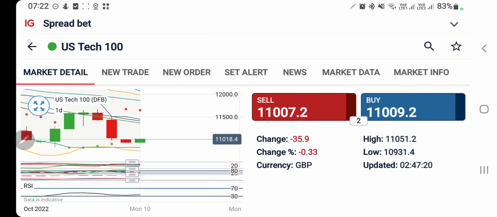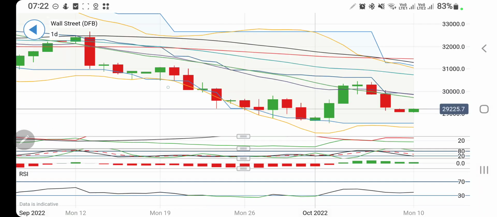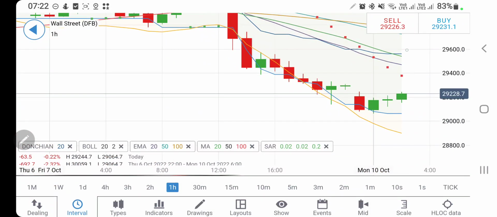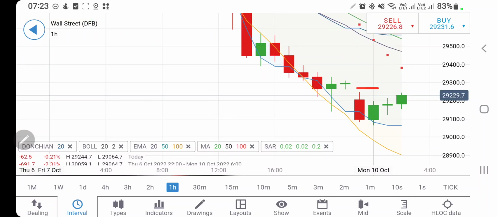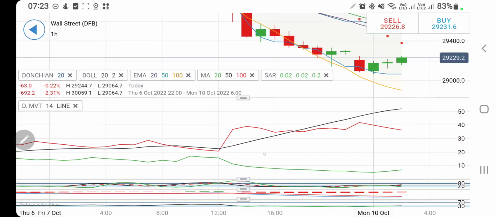Now let's have a look at Dow Jones, and US30 is trading at 29,230. Now it has already seen 29,050 levels on the downside. Now look at the hourly chart. Now this too is trying to fill the gap. The next target should be at 29,300, and beyond 29,300 it may call for little more bullishness. Then 29,400, 29,500 as the major resistance. Beyond 29,500 only more bullishness can be expected.